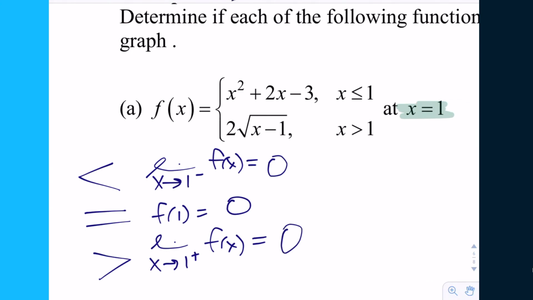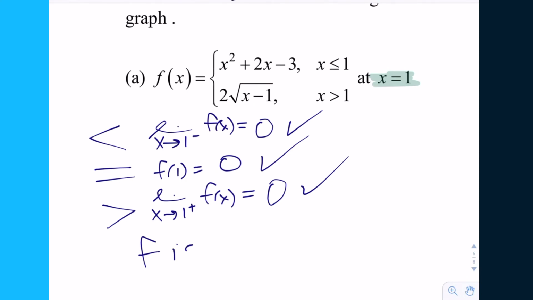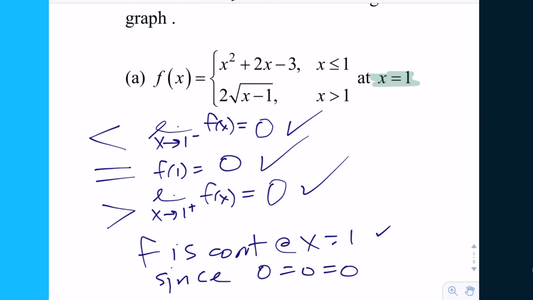All right, so greater than is to the right of. Is it continuous? Check, check, check. F is continuous at x equals 1. Check. Since, and it's as easy now as saying 0 equals 0 equals 0. Check. And when you say that, I'm not going to be like, which 0 are you talking about, man? Talking about those.